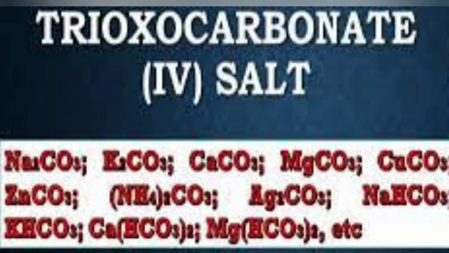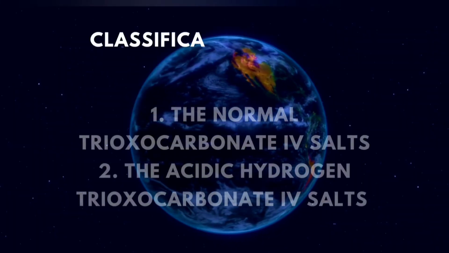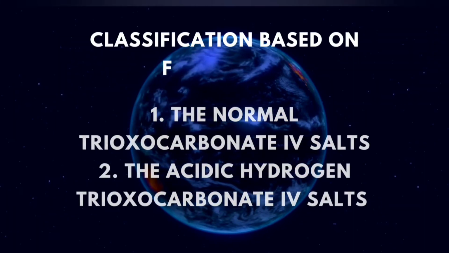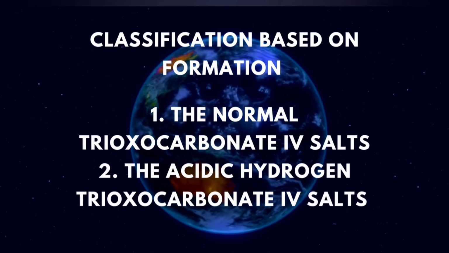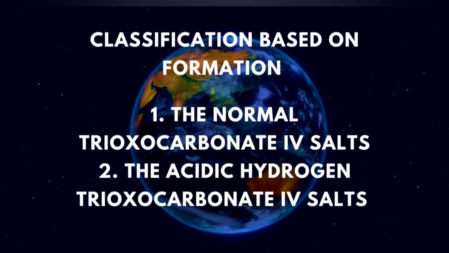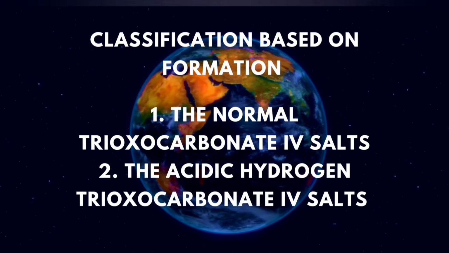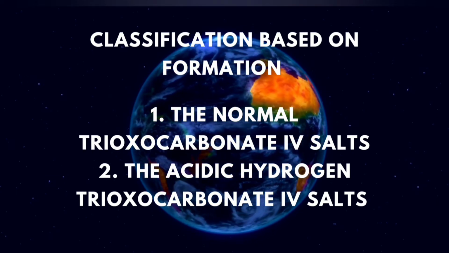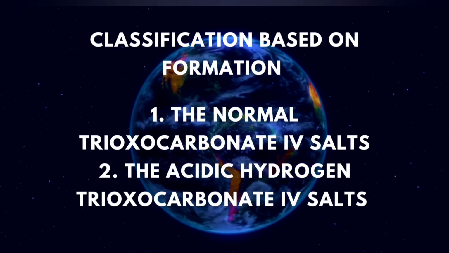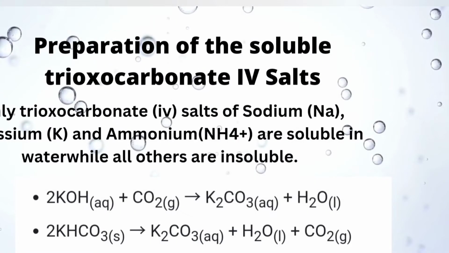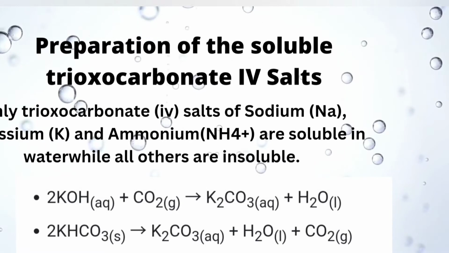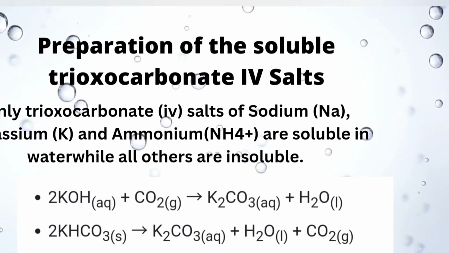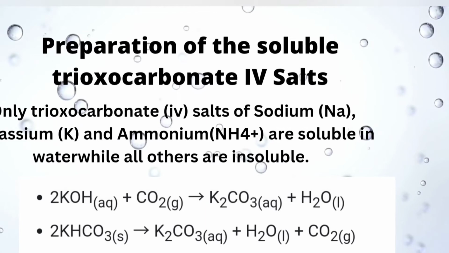So as a result of this bonding, we have 2 main categories of salt formed during this process. The first one is called the normal trioxocarbonate 4 salt, while the second one is called the acidic or the hydrogen trioxocarbonate 4 salt. Now the normal trioxocarbonate 4 salt is formed because of complete replacement of the diprotic hydrogen, or the 2 hydrogen in the diprotic acid, is it not?